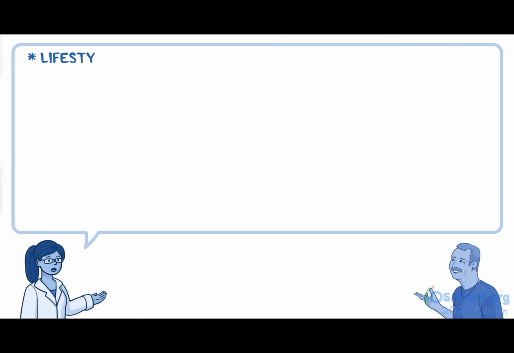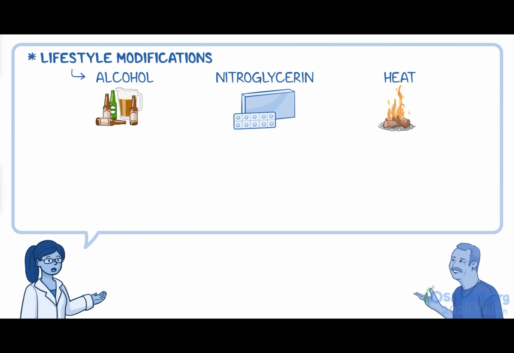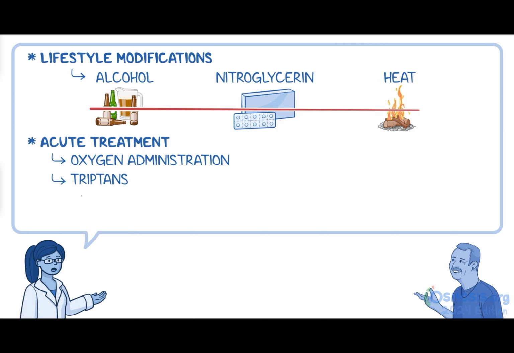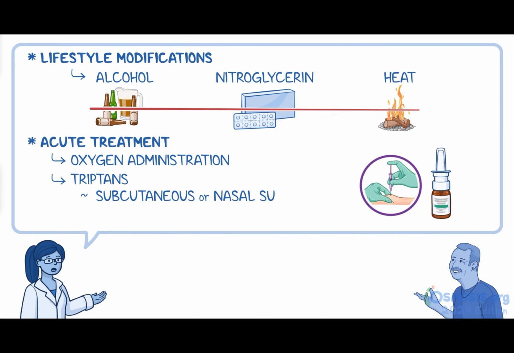Management involves lifestyle modifications. Some known triggers for cluster headaches include alcohol, nitroglycerin, and heat. So patients should avoid these triggers. Acute headache treatment involves oxygen administration and triptans, such as subcutaneous or nasal sumatriptan or nasal zolmitriptan.